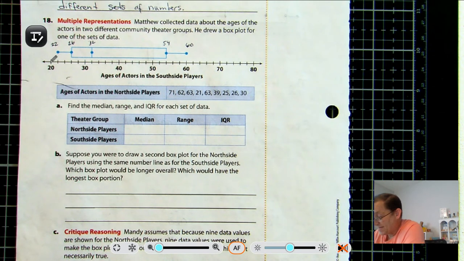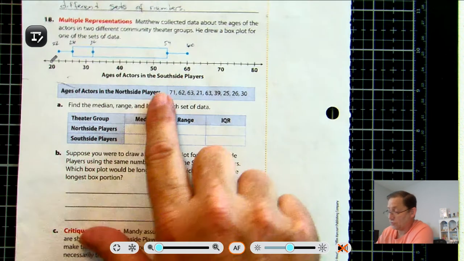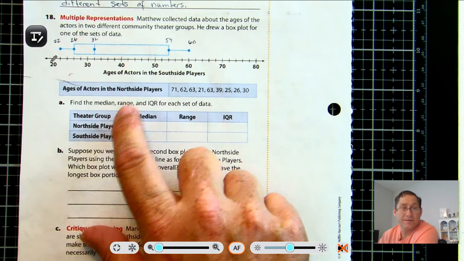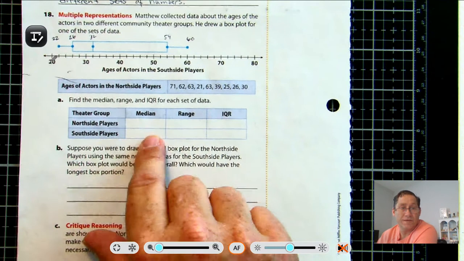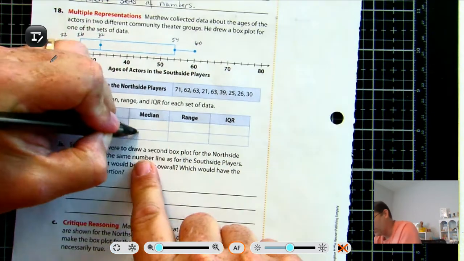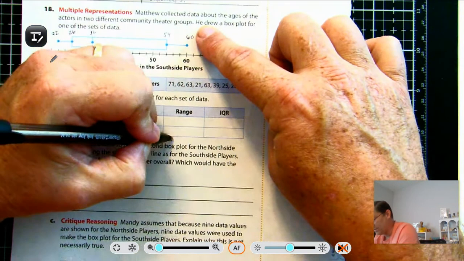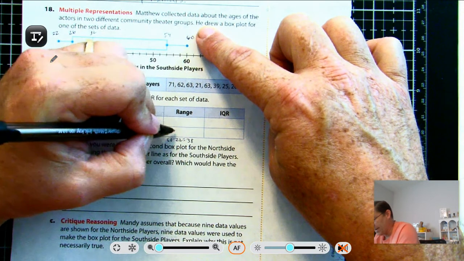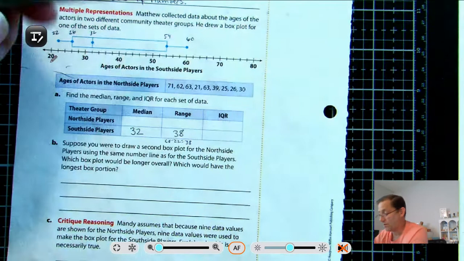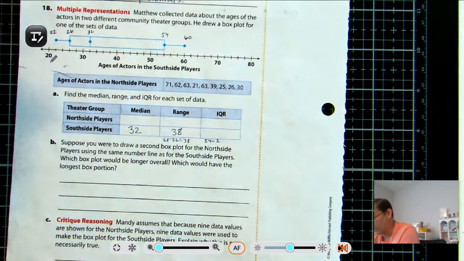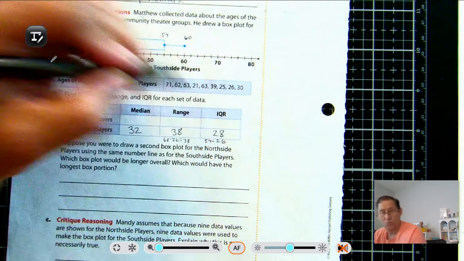So find the median, range, and IQR for each set of data. All right, so those were south side players, and we have to do north side players. So we have to do both. So what's the median of the south side players? 32. What's the range? 60 minus 22, 38. And the interquartile range is 54 minus 26, so 28.